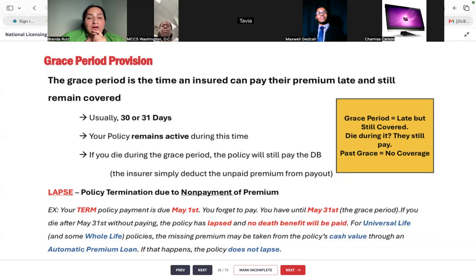Now, if you die during the grace period, the company will still pay out the death benefit. Okay, so if you pass away and you have not paid your bill, but your policy is still active, that policy will be paid out. The insurance company will just deduct the amount that's unpaid from your death benefit. So, for example, if you have a $100,000 death benefit, and you maybe forgot to pay it, but now you've passed away, that $100,000 death benefit's going to get issued minus that premium you owed. Maybe you owed $100, no problem. They're going to take it out of your death benefit and send the rest to your beneficiaries.